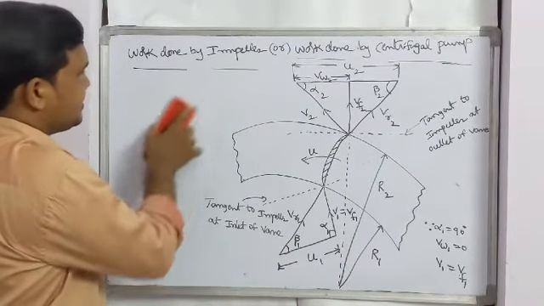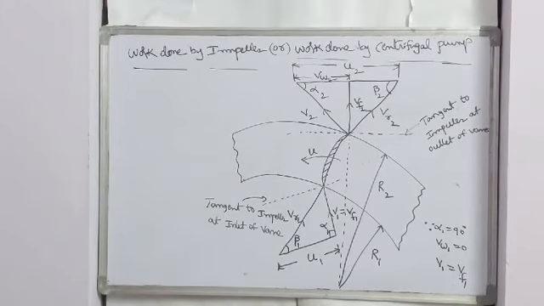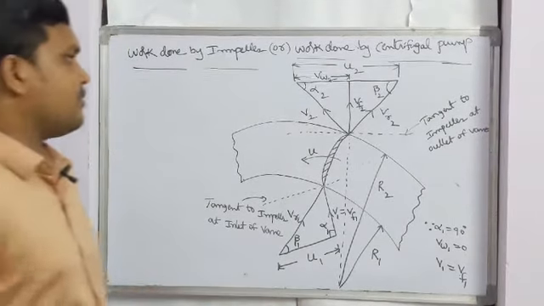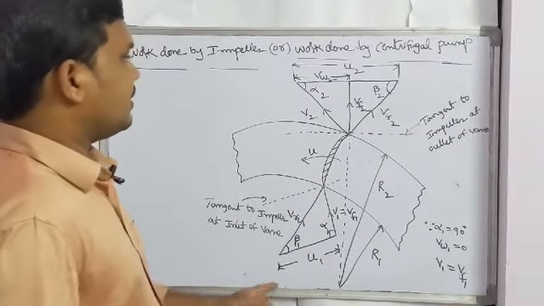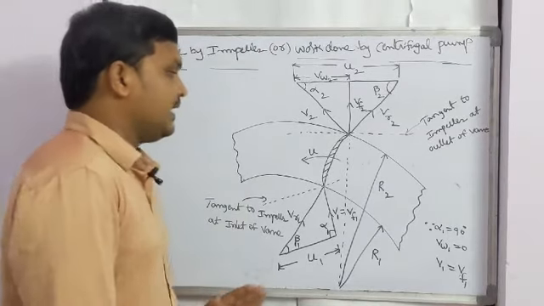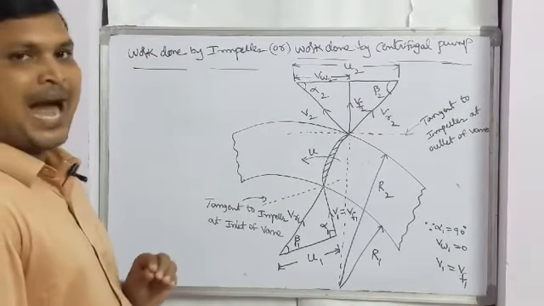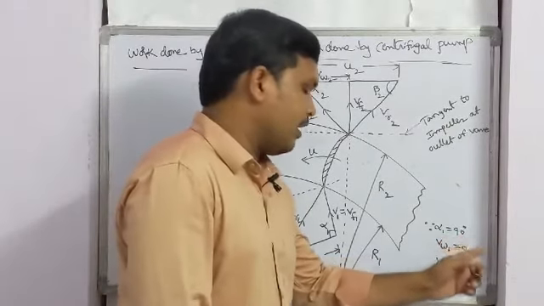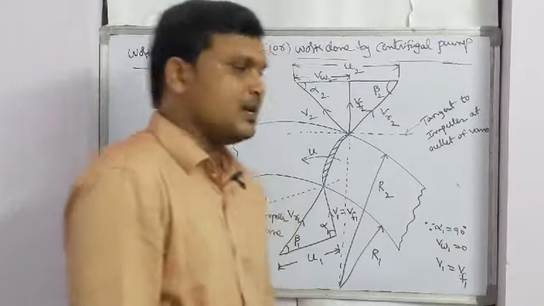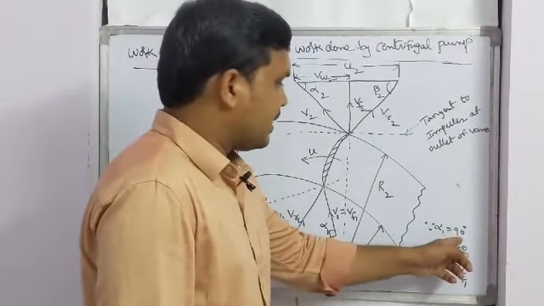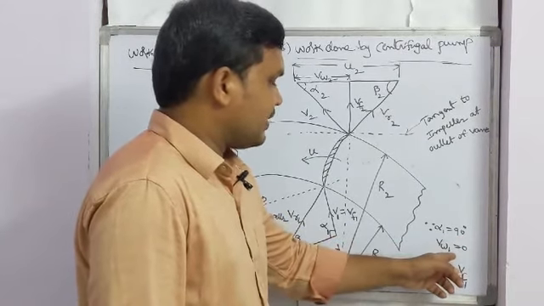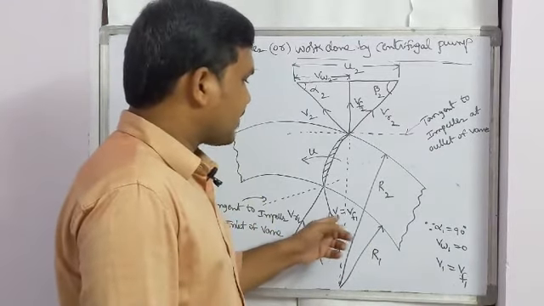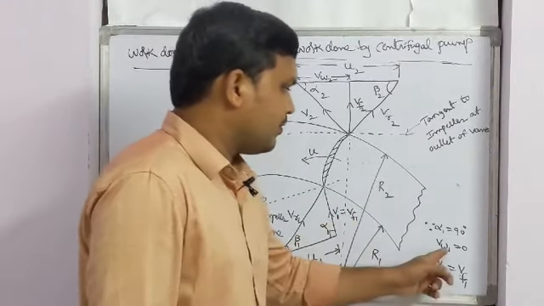Here one assumption is very important. The water enters the impeller in an axial direction, and leaves the impeller in a radial direction. Whenever the fluid enters axially, it is parallel to the shaft axis, so the angle made by the inlet of the fluid is 90 degrees. So when alpha 1 is 90 degrees, VW1 will be 0, and V1 is measured as VF1.